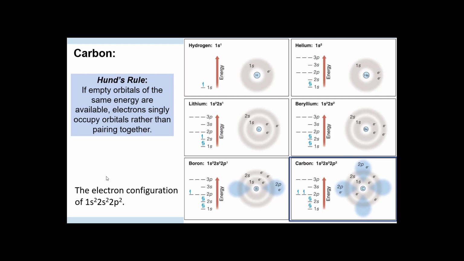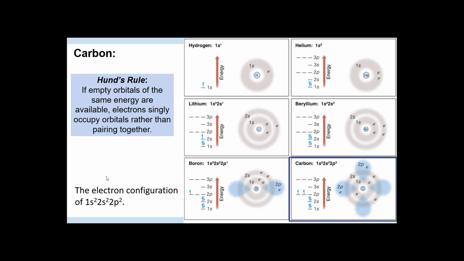That's Hund's rule. If empty orbitals of the same energy are available, electrons singly occupy orbitals instead of pairing them together until you're forced to pair them. So when we go on to nitrogen, 7, we would add 1 more arrow in the 2p, that's 3. When we get to oxygen, we would have to force another electron into one of these orbitals, and it would be facing down. All the arrows are facing the same direction until we have to pair them together. So in this one, the electron configuration is 1s2, 2s2, 2p2.